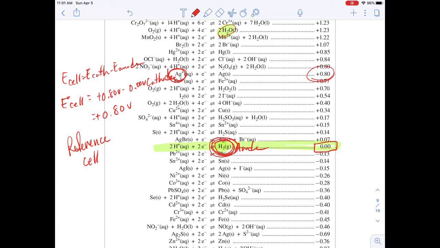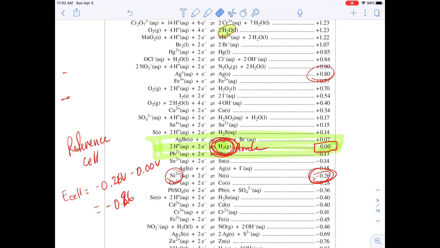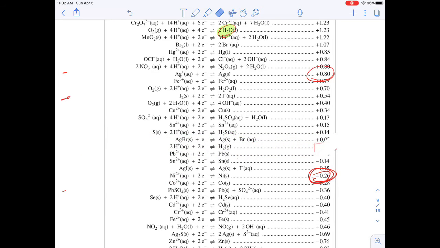So if they had hydrogen and nickel 2 and they set that cell up, the E cell in this case, the cathode would be the nickel, so it will be minus 0.26 volts minus 0.00 volts. So the E cell is minus 0.26 volts, and that's how they get to this number. Well, the reference cell here is a decision. Somebody decided at one point that we're going to make those the reference cell. We're going to say that's the reference cell.